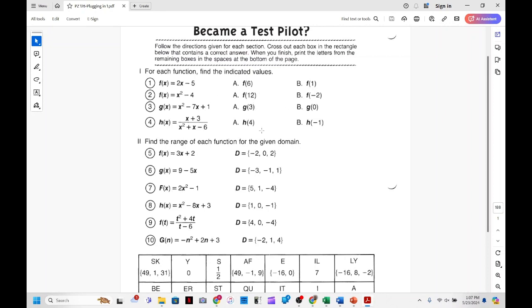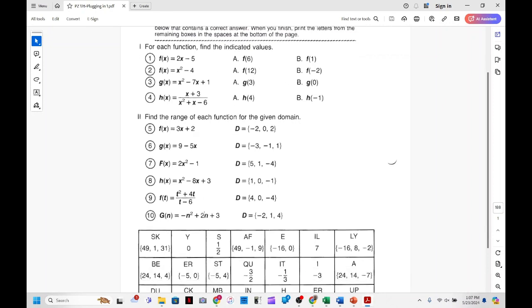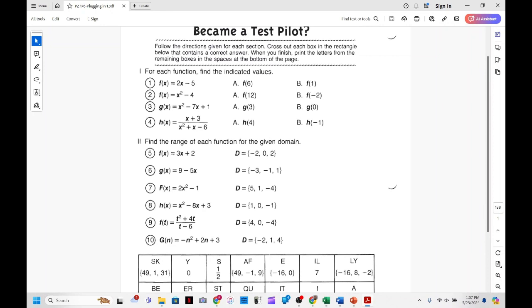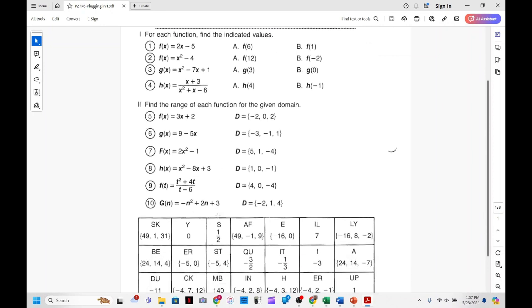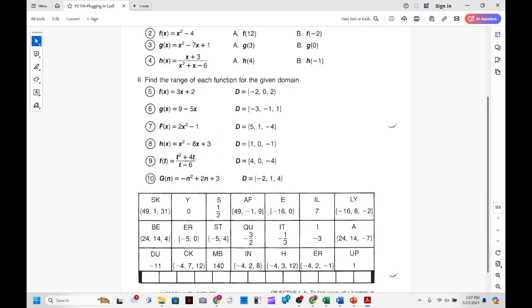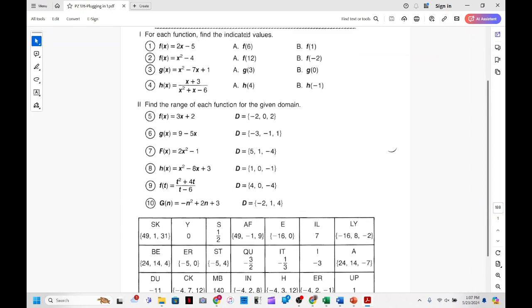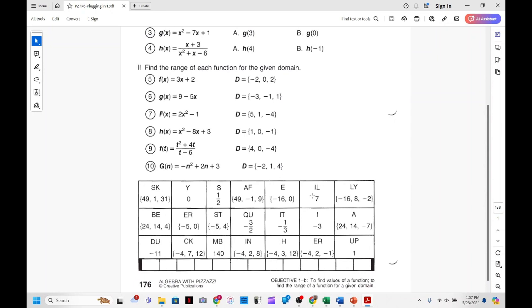Whatever answers you get for whatever problems you're doing, once you find them, they're telling us to cross out the box that contains the correct answer. So for example, if I do number 1 part A and I get a 7, I don't know what it actually is, but let's say that's what I get, then I would cross off this IL. Once you've crossed off everything, whatever letters are left spell out the answer. So with that said, let's see what's going on with this test pilot duck.